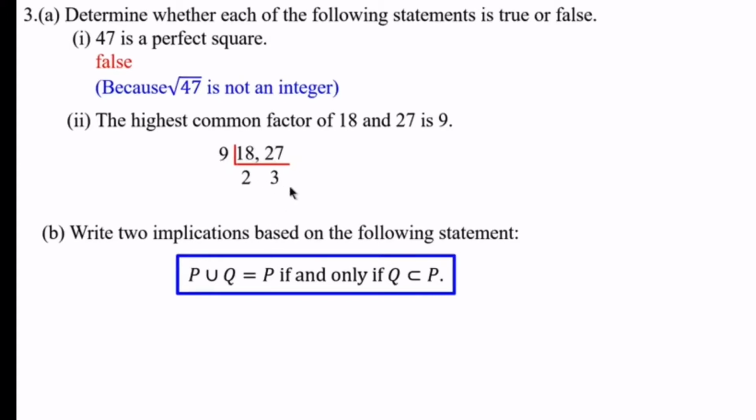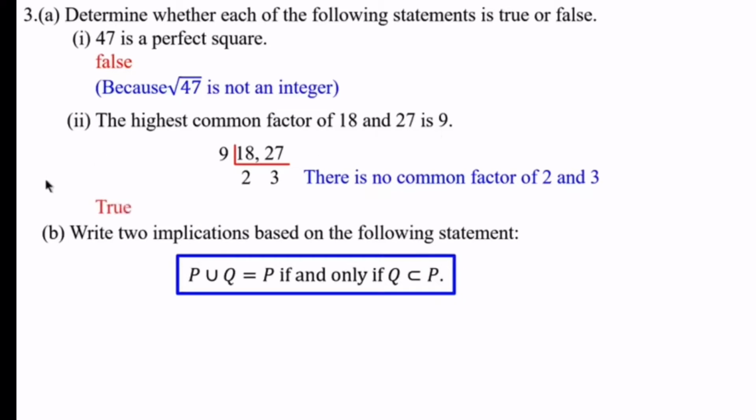So the highest common factor of 18 and 27 is 9. It is a true statement because there is no common factor of 2 and 3. So the highest common factor of 18 and 27 is 9 is a true statement.